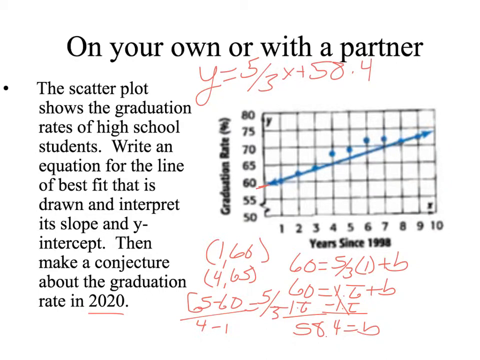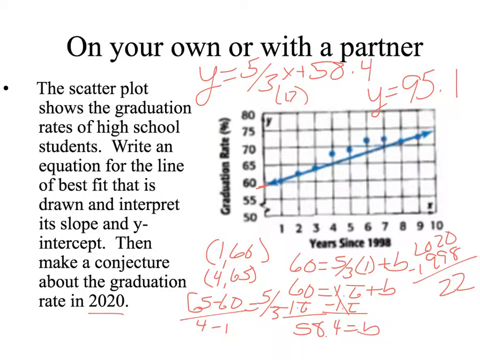In 2020, so we're going to do 2020 minus 1998. And we're going to get 22 years that we're plugging in for x. So x is going to be 22. So when I multiply 5/3 times 22, I get 36.7. I'm going to add that to the 58.4. And I get y equaling 95.1.